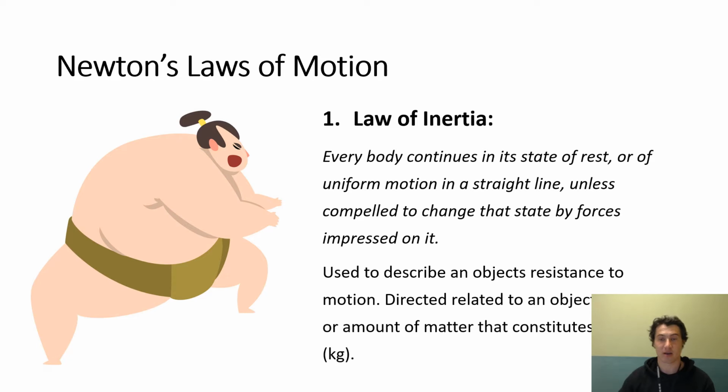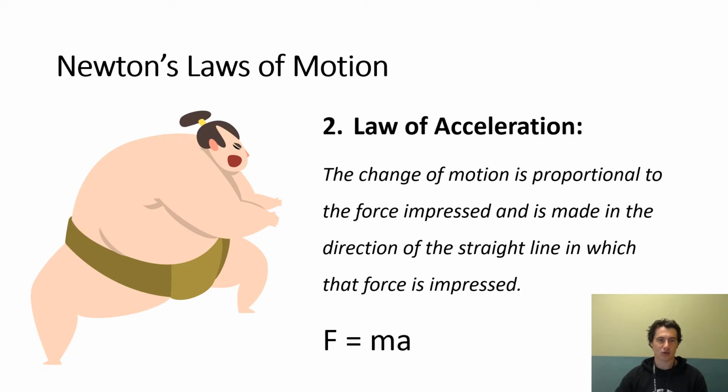Inertia is directly related to an object's mass, or the amount of matter that makes up that object, and that's measured in kilograms. Okay, so Newton's second law is the law of acceleration, and it states that the change of motion, meaning the change of movement in an object, is proportional to the amount of force that you put on it. So the more force you apply, the more change of motion that you're going to have. And this change of motion is going to be made in the direction of a straight line in which that force is applied. So the equation for Newton's second law is force is equal to the amount of mass that you have times the amount of acceleration that is applied.